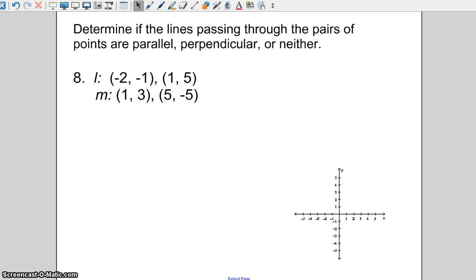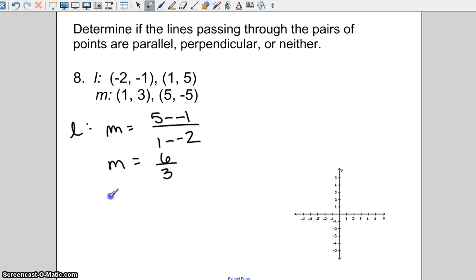Example A says determine if the lines passing through the pairs of points are parallel, perpendicular, or neither. So we need to find the slopes of these two lines. For line L, the slope is going to be found by subtracting 5 and -1 and then dividing by the difference between 1 and -2. So the slope of line L is 6/3, which is 2.